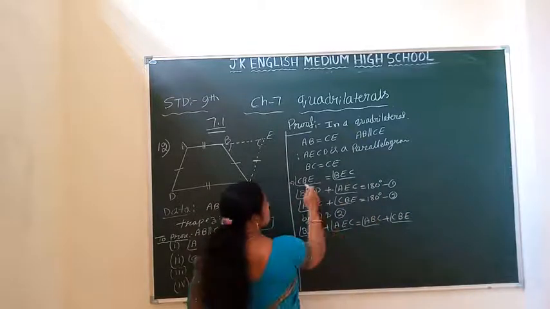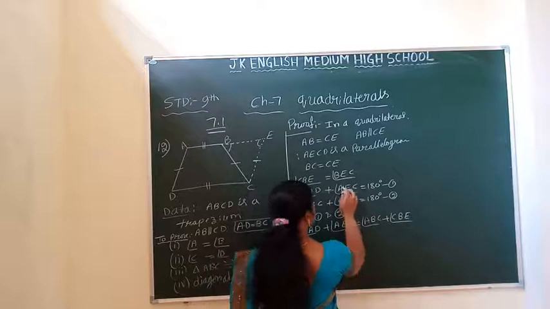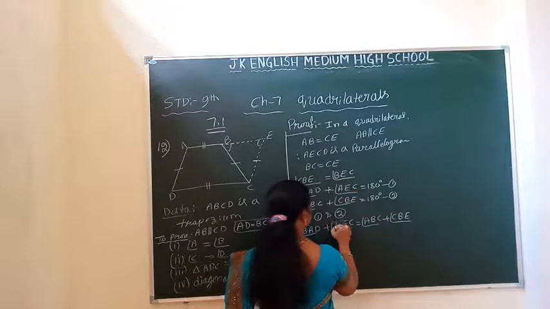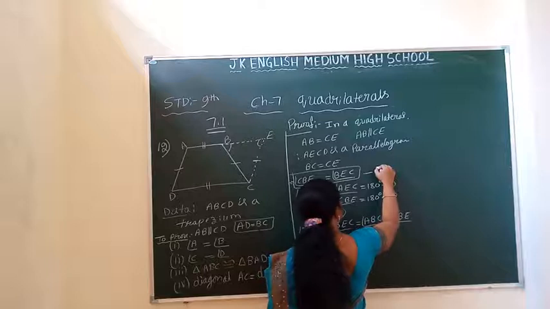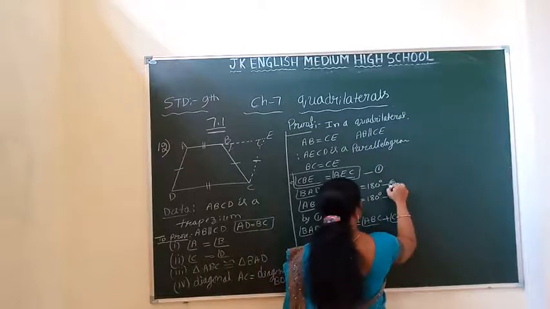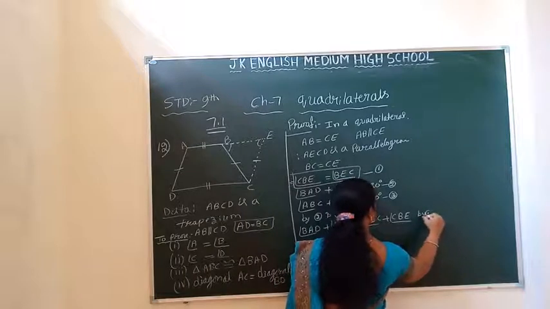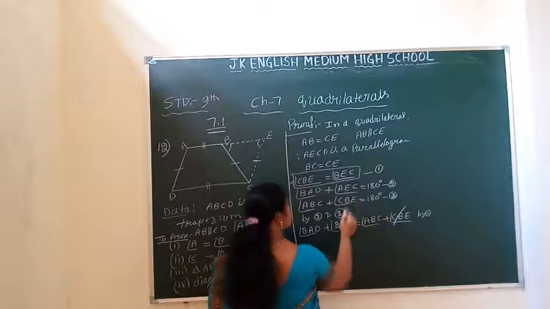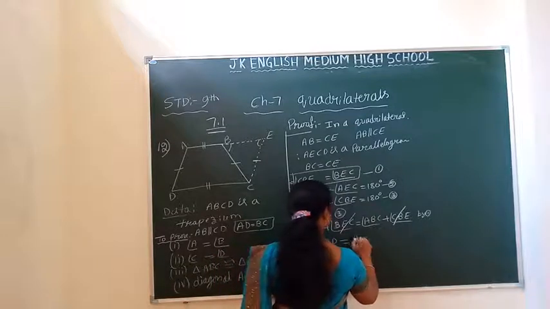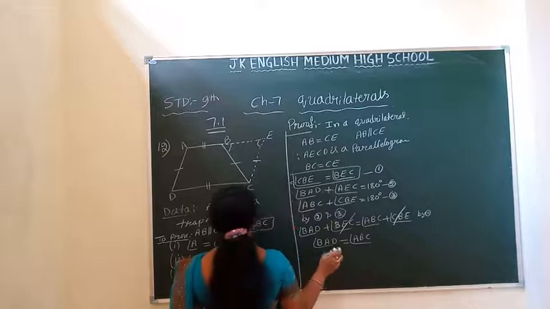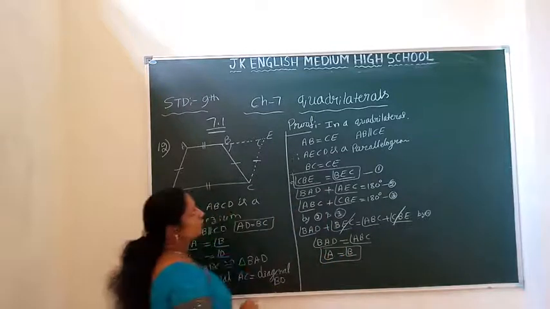We know angle CBE is equal to angle BEC, or AEC, the same only. By equations 1, 2 and 3, I can cancel angle CBE and angle BEC, since both angles are equal. Then angle BAD is equal to angle ABC. So angle A is equal to angle B in the diagram. This will be the proof.